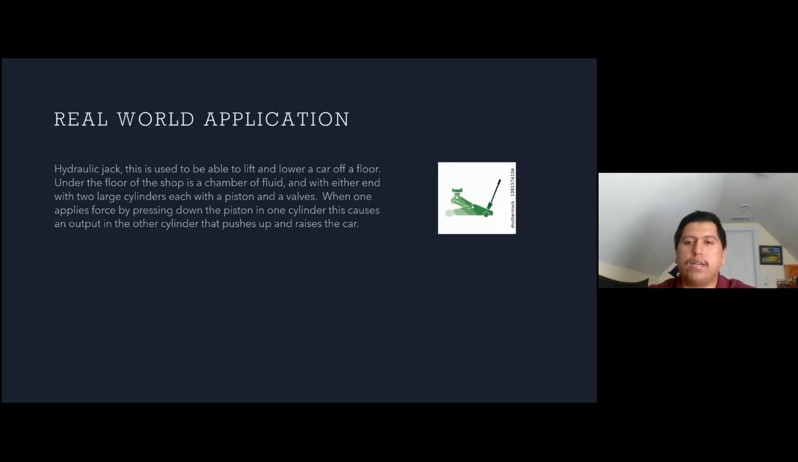For the real world application, I chose a hydraulic jack, because it goes with the actual question I chose. It's used to lift a car up off the floor. It has chambers, pistons, and valves inside, and when you pump the bar, it moves fluid in, opens valves, and moves pistons, which causes the car to go up. When you release the pressure, it does the exact opposite and pushes the fluid back into the other chamber, which lowers the car as well.